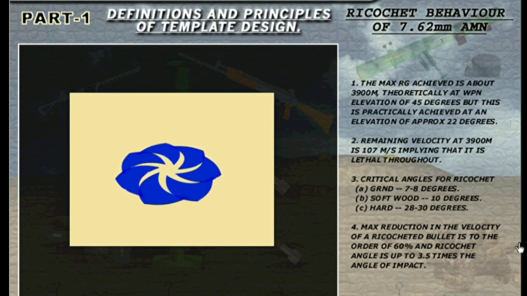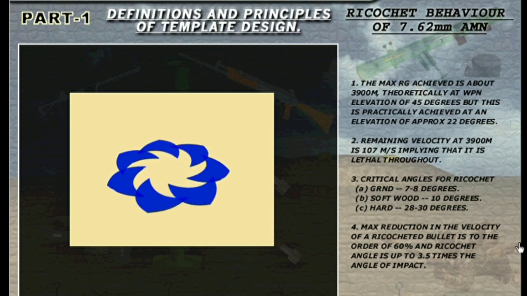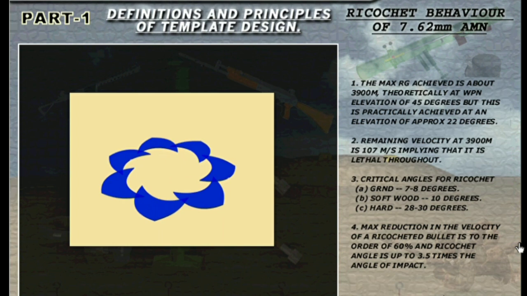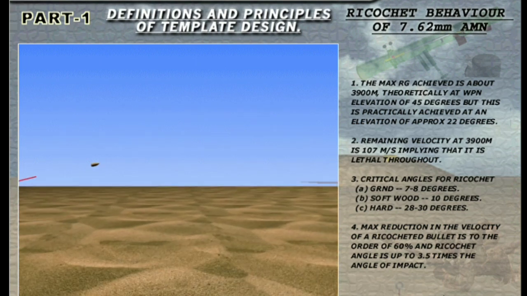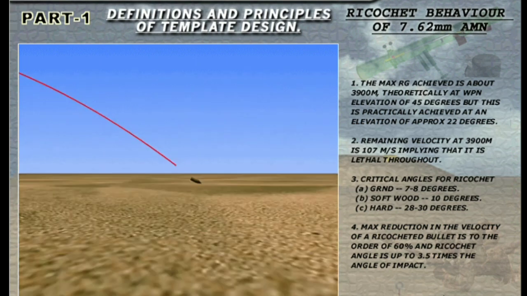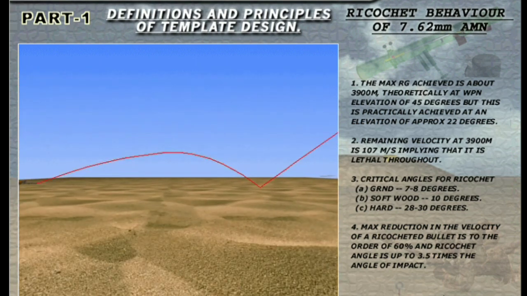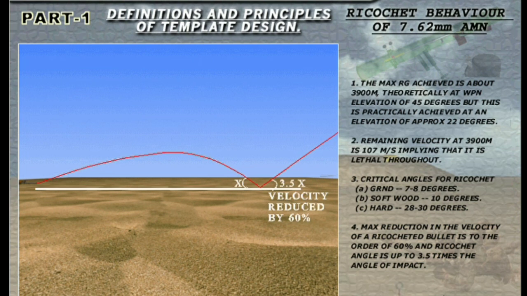Critical angles for ricochet: ground surface 7 to 8 degrees, softwood 10 degrees, hard surface 28 to 30 degrees. Maximum reduction in the velocity of a ricocheted bullet is to the order of 60%, and the ricochet angle is up to 3.5 times the angle of impact.